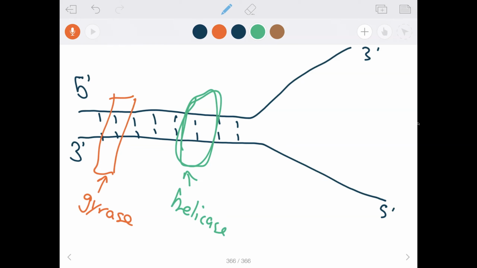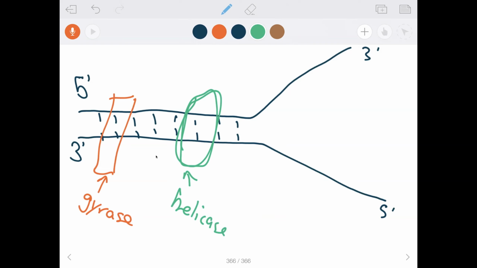So gyrase unwinds, helicase unzips. Now what do I mean by unzips the DNA? Well, what I mean is what holds the strands together. So you have these nucleotides in this region right here. What's holding these nucleotides together?